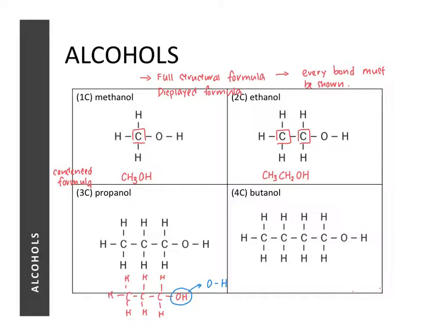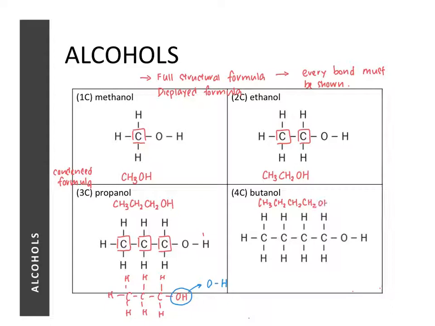Okay, let's try for the third one, propanol. Propanol, one carbon at a time, we collapse the hydrogens around that carbon atom. So for propanol, if we look at the first carbon atom, it has three hydrogen atoms around it. The next carbon atom has two hydrogens around it. And then the next carbon atom has another two hydrogens around it, followed by OH. Okay, so we can represent propanol using a simpler formula in the form of CH3CH2CH2OH. And lastly, for butanol, if you have been following, I'm just going to write down the formula: CH3CH2CH2CH2OH.